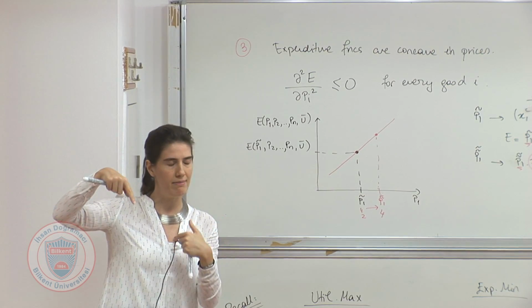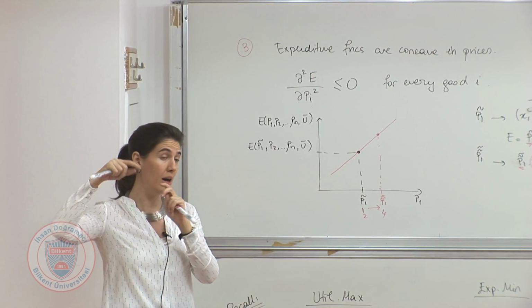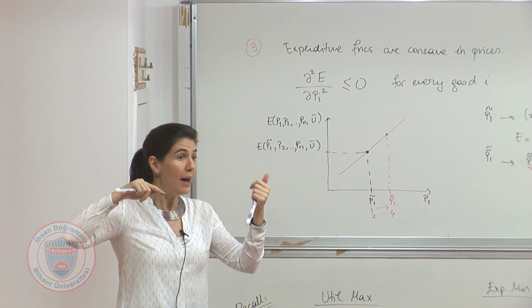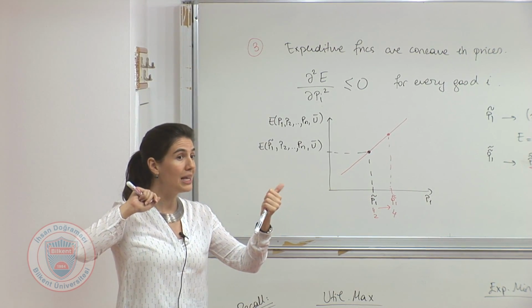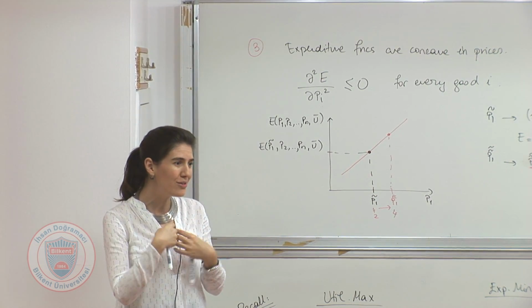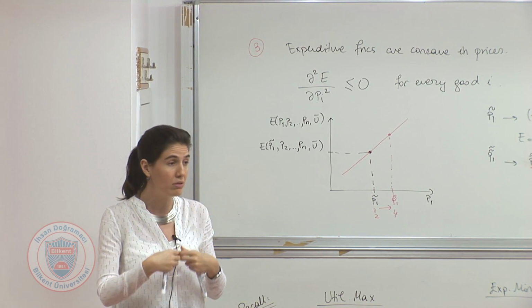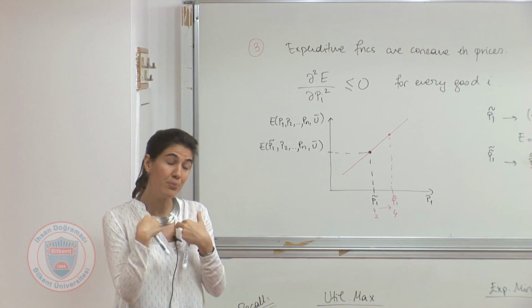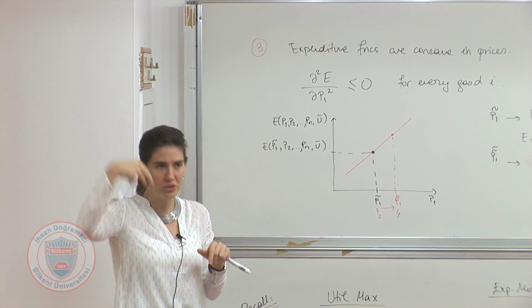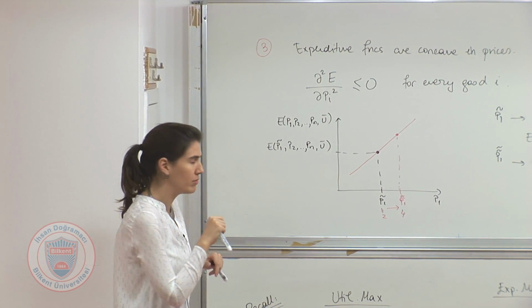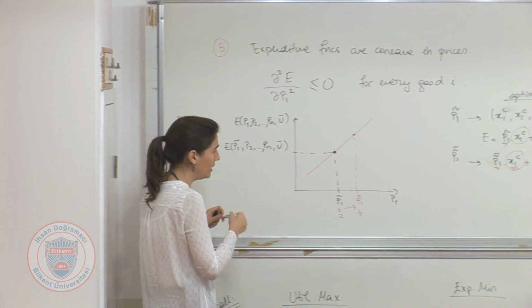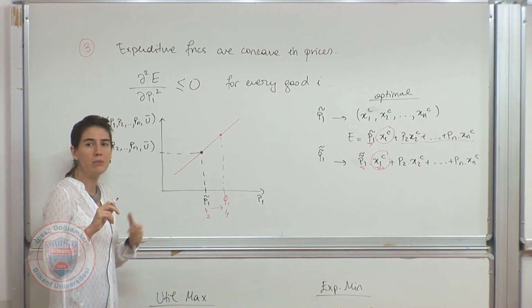Let me decrease my consumption of X1. And then you were saying that I'm now poorer, right? The price of X has increased. The amount of goods and services I can buy is now less. Now I'm poorer. If it's a normal good, I should decrease my expenditure, right? I should decrease my consumption, right? So basically we were re-optimizing.